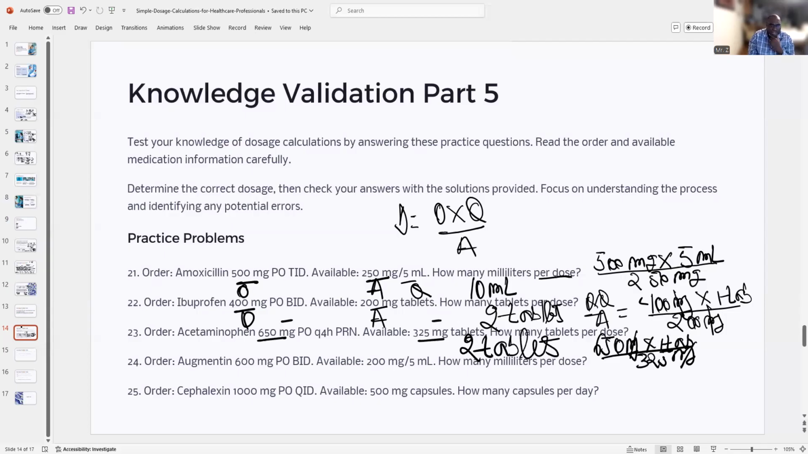Let's look at number 24. I got milligram and milligram. They are together. Good job. We are looking per dose. They don't have to tell you per dose. You know you always solve for a single dose. I got 600 milligram. That is your order. That one is your available. This is your quantity. We said about it.